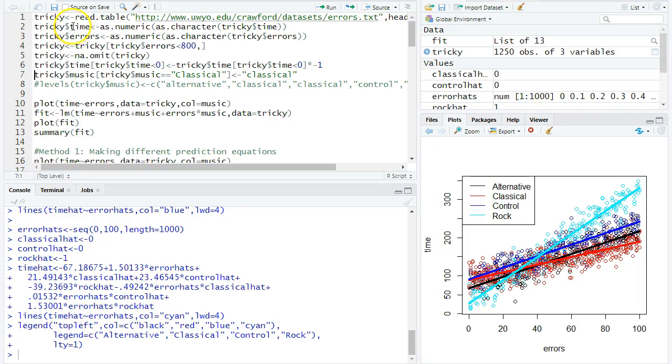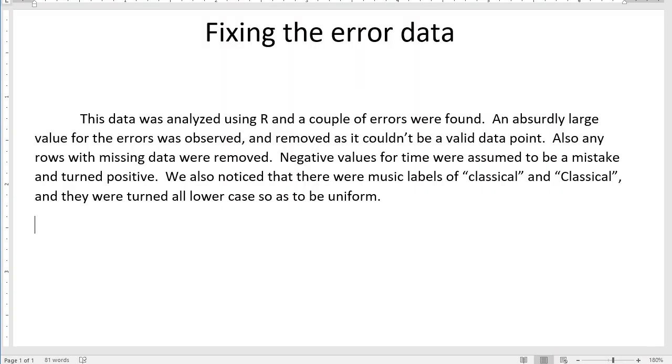That was the joke. There were 6 different errors, but this one was just how R read in the data. It's not that the data itself was flawed. But here was where we had a large value on errors that we took out. We had a blank spot somewhere. We had negative values here that we turned positive. And then we had this mix-up with lowercase and capital case classical. So I'm going to make a note of those. Anytime you're taking the client's data and changing it, they deserve to be aware of that.